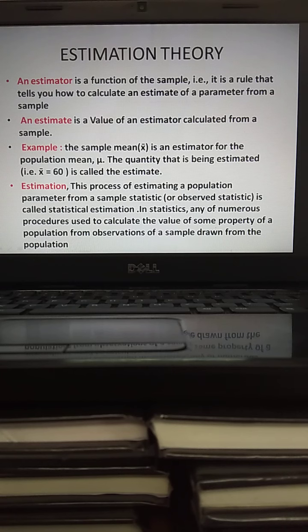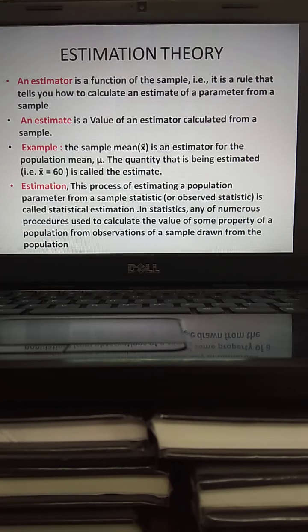Same way, statistic, sample statistic. Sample statistic means any statistical information you calculate not for the population but for a part of the population, a subpart of the population. What do you call that subpart? The sample. That means the sample mean, sample variance, sample standard deviation, sample correlation, sample regression, all these are known as statistics.